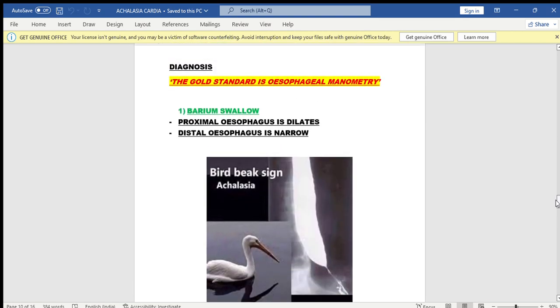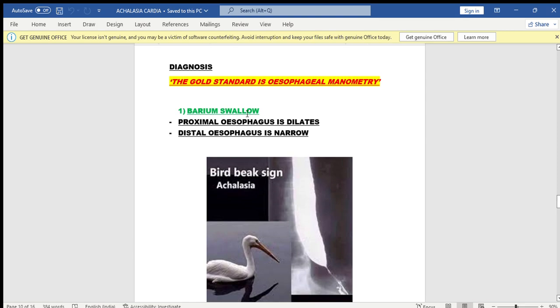Well, diagnosis is fairly simple. There's only one diagnostic test which is considered the gold standard out of the many that we are about to state, which is called esophageal manometry. Right? What is it? I will tell you about it. To diagnose, first we can do a barium swallow study.